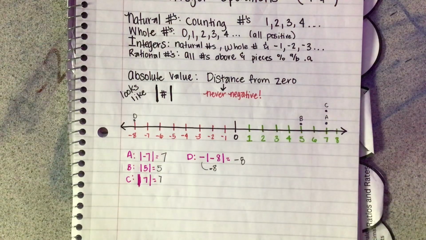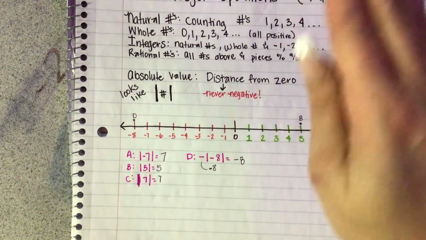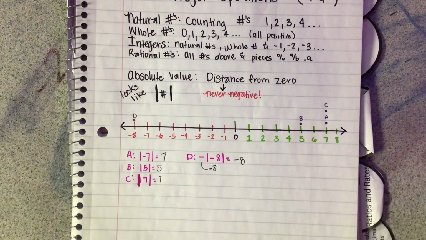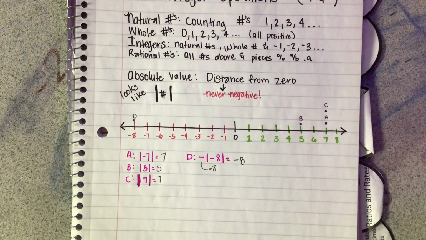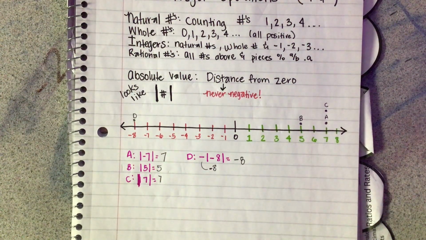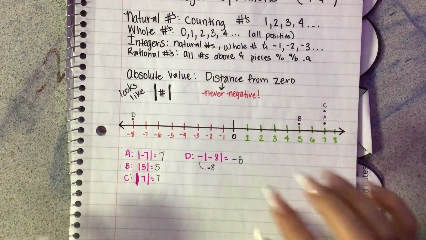So that's your little mini refresher on verbiage and absolute value. Cool? All right. I'm going to set this to the side for a minute and I'm going to use some counters. And we're going to talk about something called zero pairs. I know, we're going to refresh it because we're going to be talking about adding and subtracting integers.